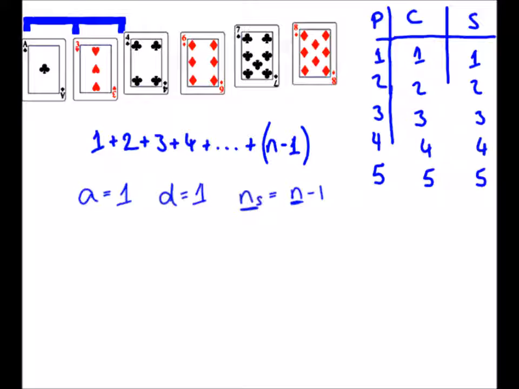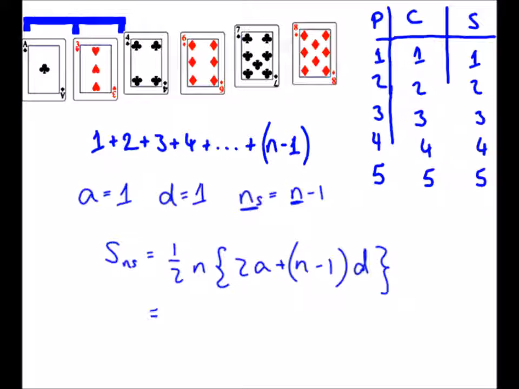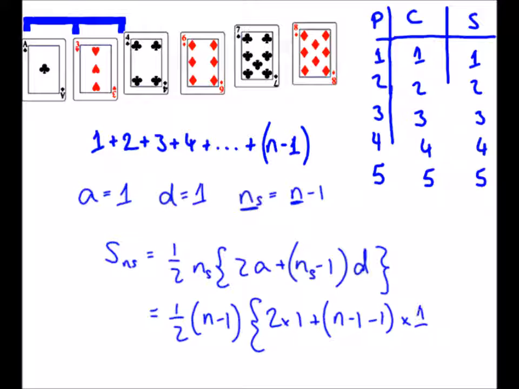So we're going to say that the sum of the first n terms is equal to a half n, 2a plus n minus 1 times d. Now I can substitute in my values. I get a half. Well, this here is n, and this is also n, so I'm going to replace n with n minus 1. Now I get 2 times 1 plus n, again I'm going to replace by n minus 1, and I'm going to replace d with 1.